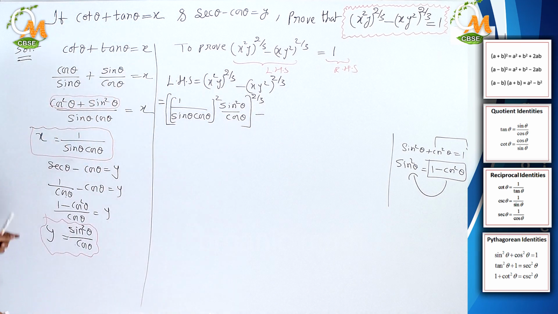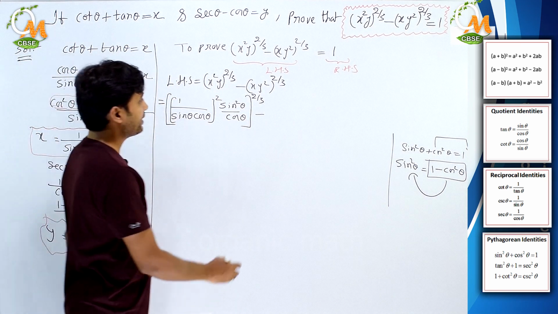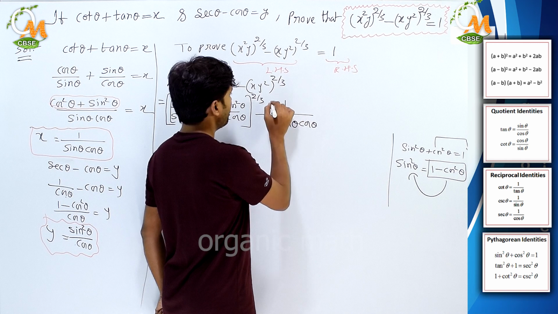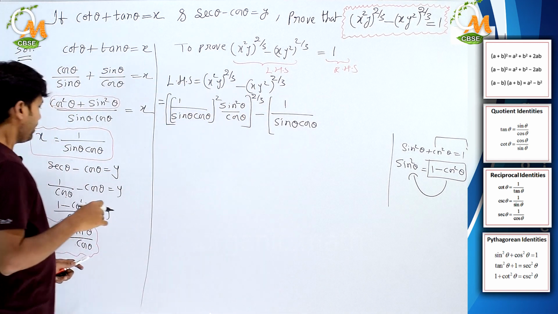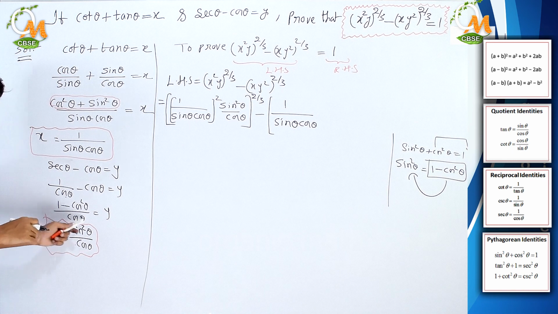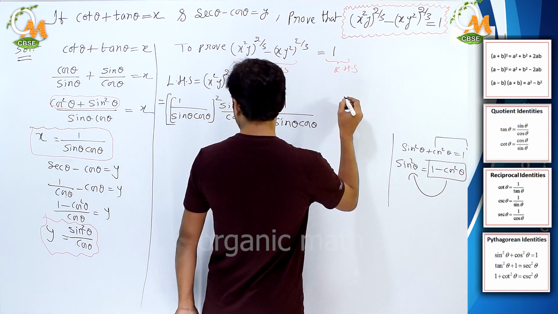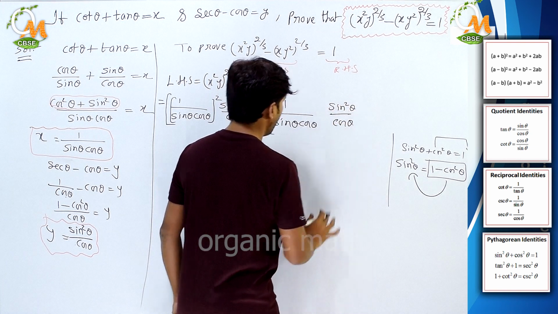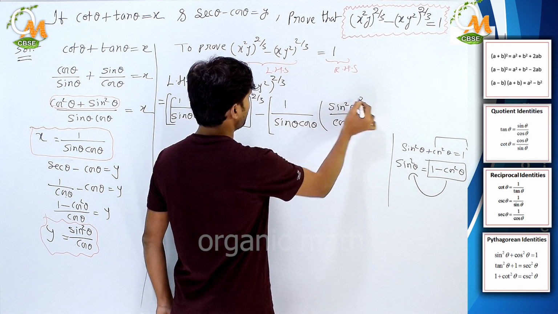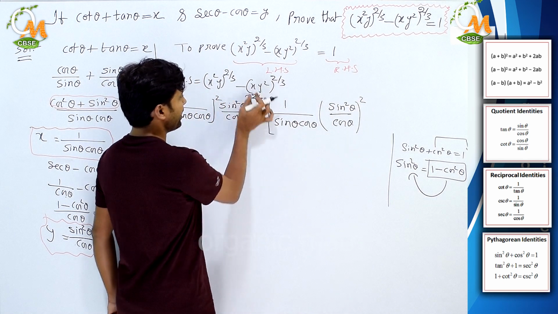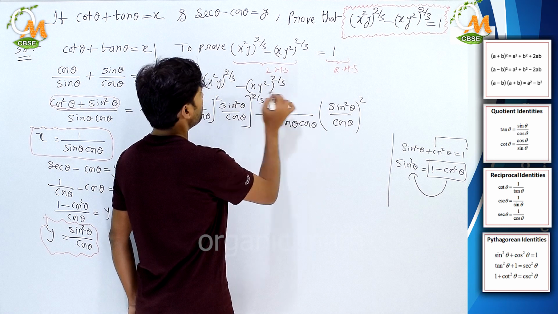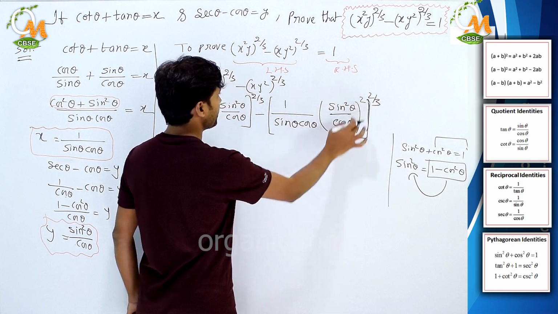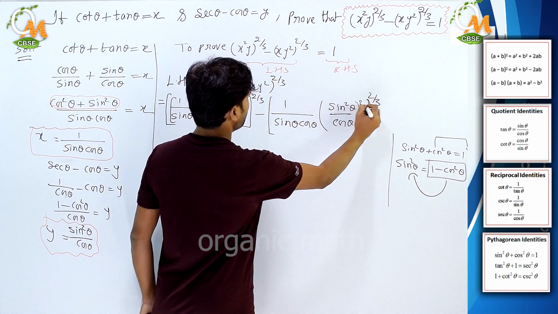Minus, now just put x y square. What is the value of x? 1 by sin theta cos theta. Write it down. Into, just see, y square. What is y actually? Sin square theta by cos theta. So see here, sin square theta by cos theta, that is y. Now we need to put square to it because x y square. This is x, this is y square. To this whole, power 2 by 3 we have to write now. So 2 by 3 for this total expression. This square is only meant for this fraction.